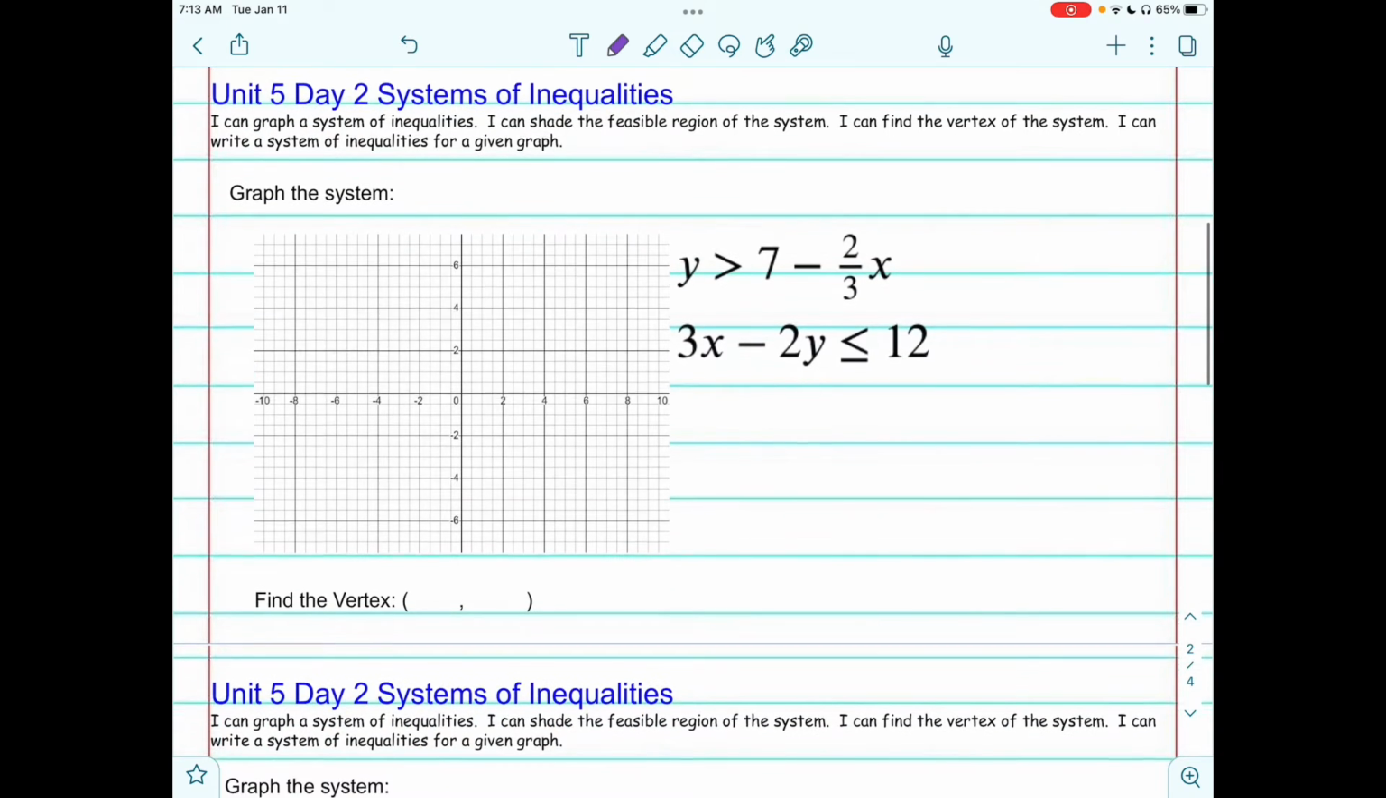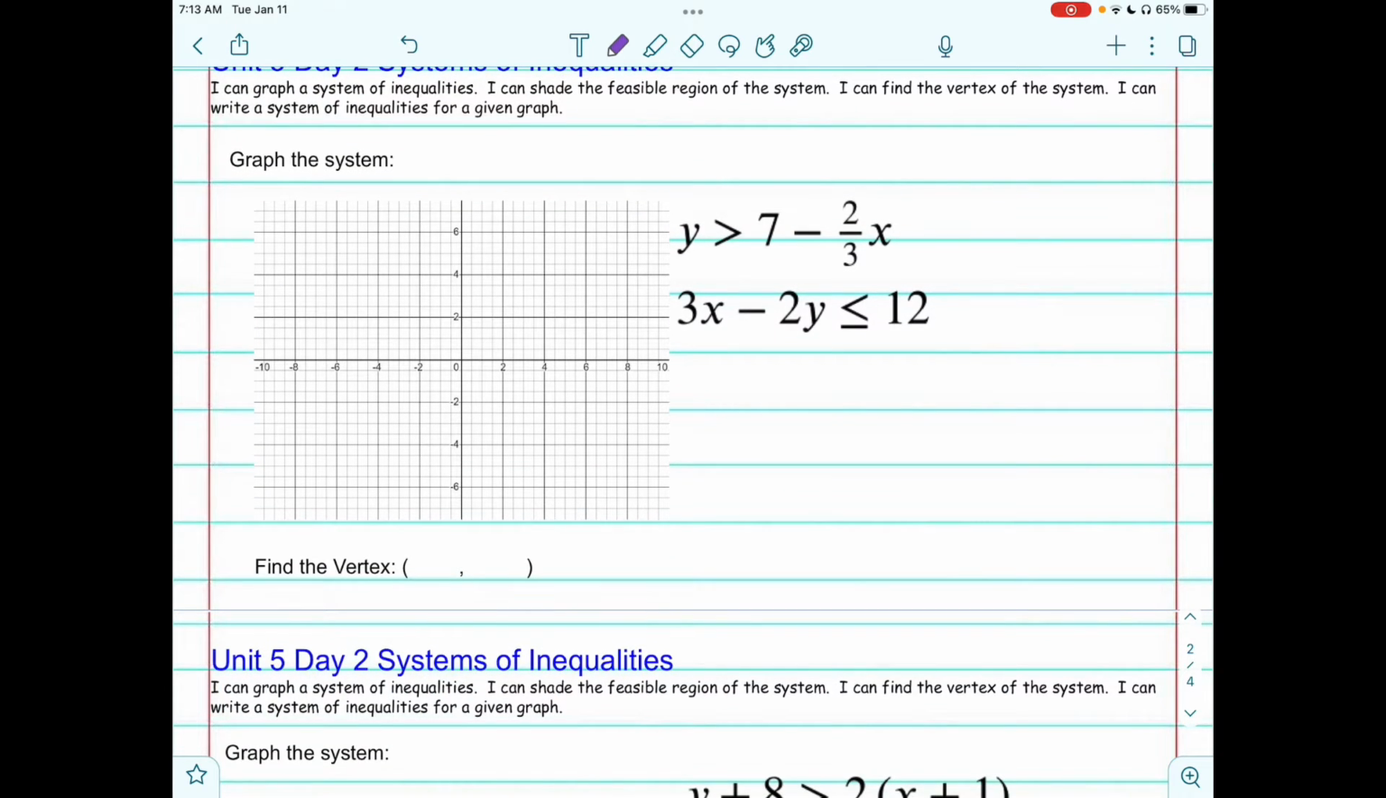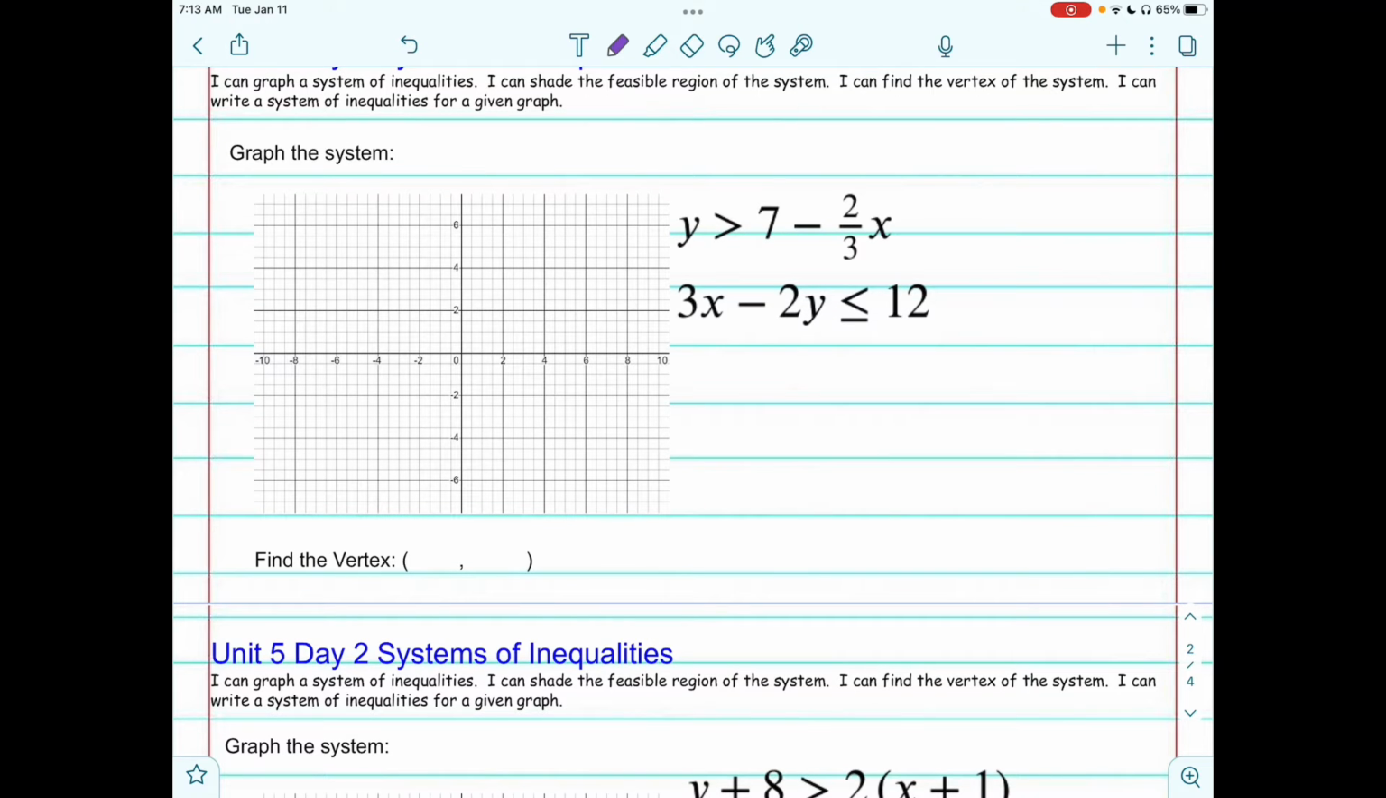Let's try another one, a little tougher. I'll do this one. I'll use purple again. y is greater than 7 minus 2/3 x. I'm going to use a dotted line because of the greater than symbol. My y-intercept is 7, so I'm going to put a dot at 7. Then my slope is -2/3, so down 2 over 1, 2, 3. Down 2 over 1, 2, 3. And again, this one is dotted.